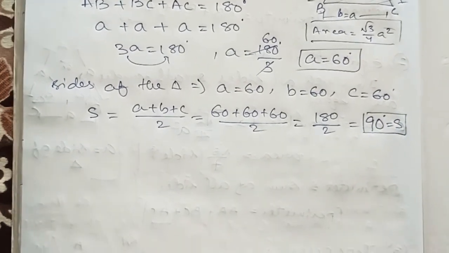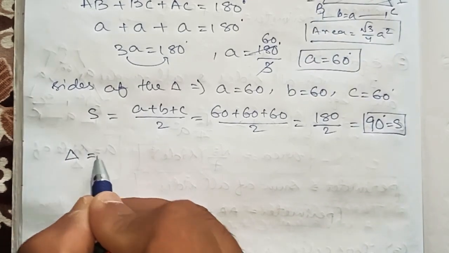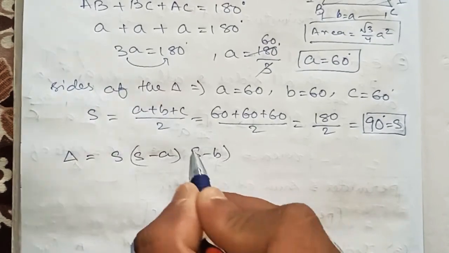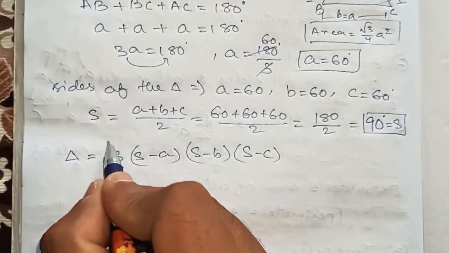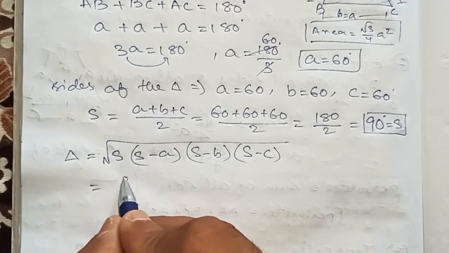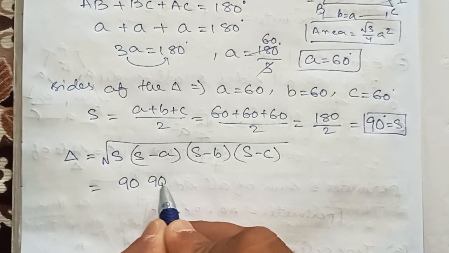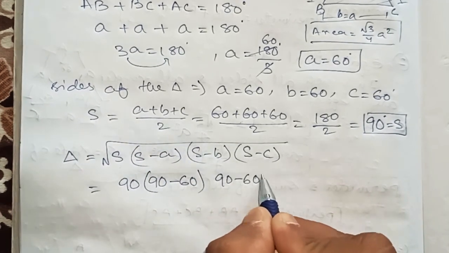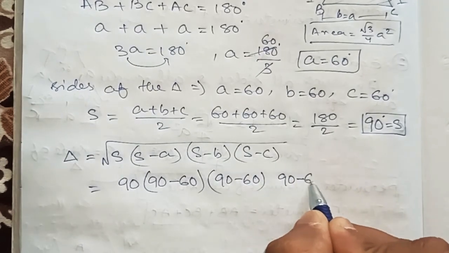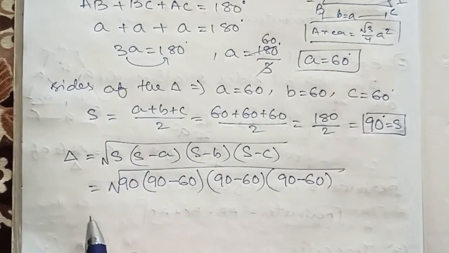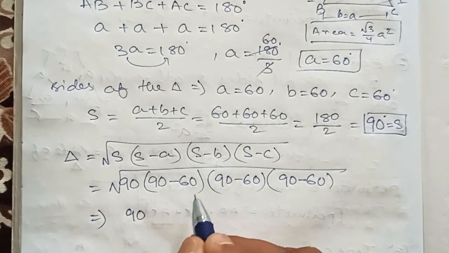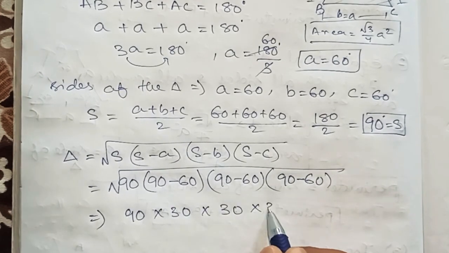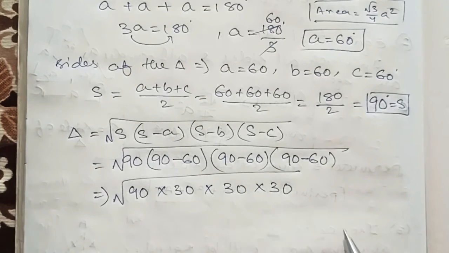Now we will use Heron's formula. Area equals root of s times (s minus a) times (s minus b) times (s minus c). This is Heron's formula. What is s? s is 90. 90 minus a is 60, 90 minus b is again 60, 90 minus c is again 60. So everywhere we subtract 60. 90 will be as it is. 90 minus 60 is 30, 90 minus 60 is 30, 90 minus 60 is 30.